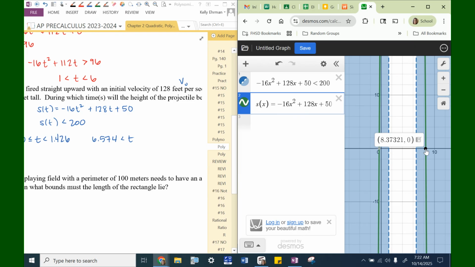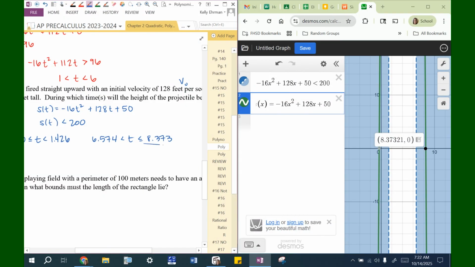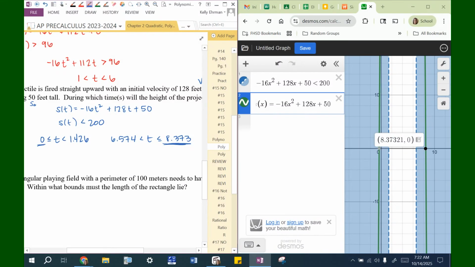So we do need to stop our time. Let's stop our time at 8.373. And I am including the stopping time and the starting time because at both of those times, the projectile is either at 50 feet or at 0 feet. It's on the ground, and both of those are less than 200. So both of these are solutions.